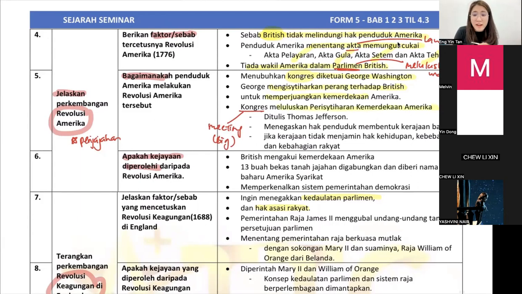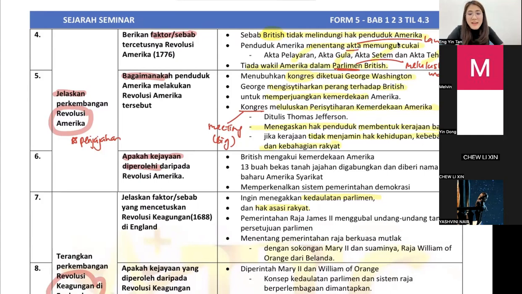It's called Kemerdekaan Amerika. In the end of the day, they're emphasizing citizens' rights. Under this announcement, they mentioned that we have the rights to create a new government, and it is our rights to create the new government when the current government, kerajaan tidak menjamin hak kehidupan. If the current government did not protect our rights, we have the freedom to start a new government, and it is our responsibility. They mentioned that in the announcement. They approve it. All the citizens support it. So everybody here, this is the Revolusi Amerika Penjajahan.